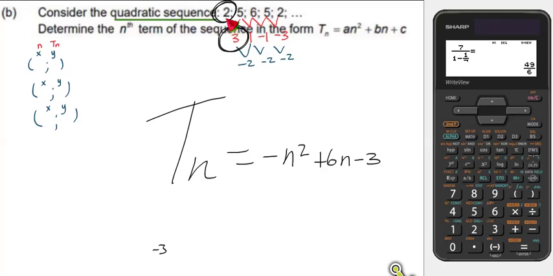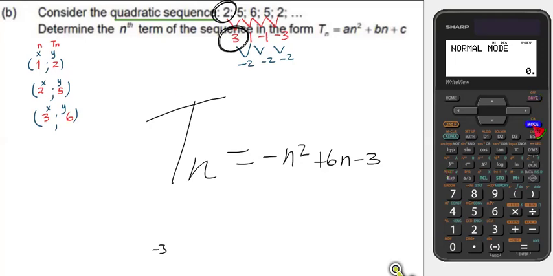All right, let's look. At t1, x is 2. In other words, when n is 1, that one is 2. At term number 2, I've got 5. At term number 3, I've got 6. There we go. Those are the 3 points, because it's for the parabola.